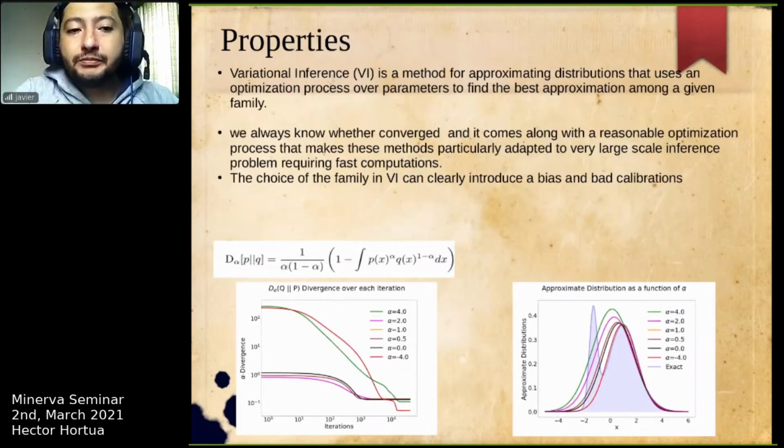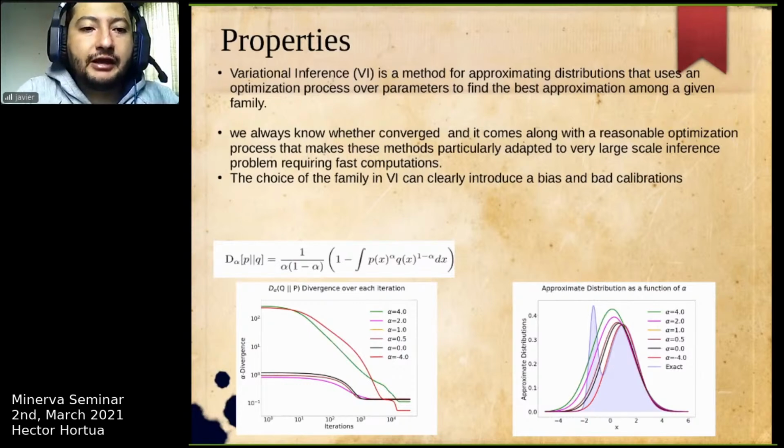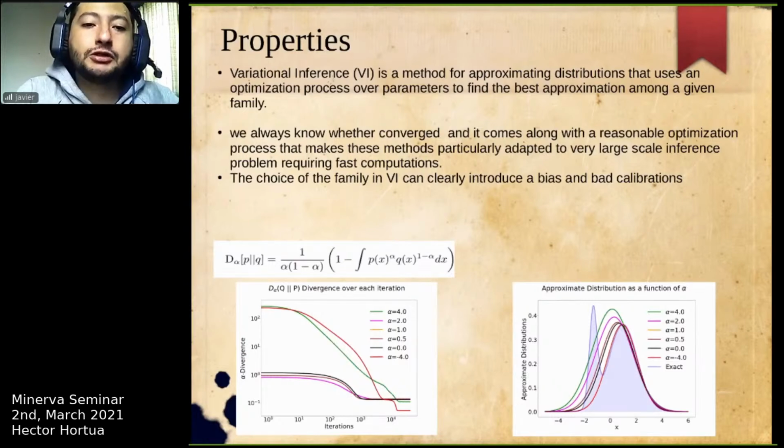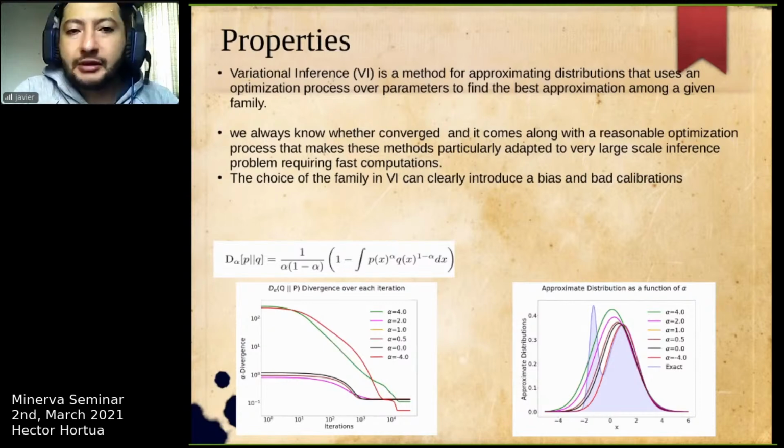Okay, now some properties of the variational inference method. What we did is transform the inference, which was an integration problem, into an optimization problem. In this case, we have some nice properties. For instance, we know that we reach convergence, instead of, for instance, MC methods, in which we don't know exactly when the model converges.